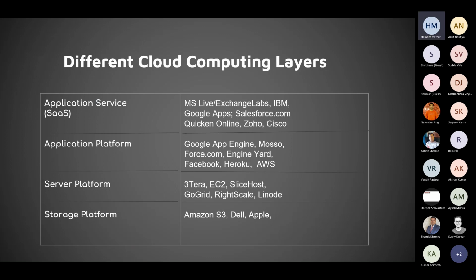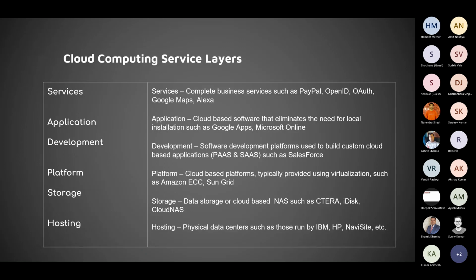Like Google App Engine is again coming into this PaaS platform. Force.com, Heroku again, all of these. Now, there are certain service layers available in cloud computing, which are again classified here, further grouping PaaS and SaaS models.